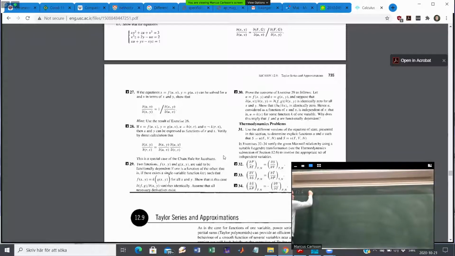12.8 Implicit and inverse function theorem. I say review examples on how to use these.